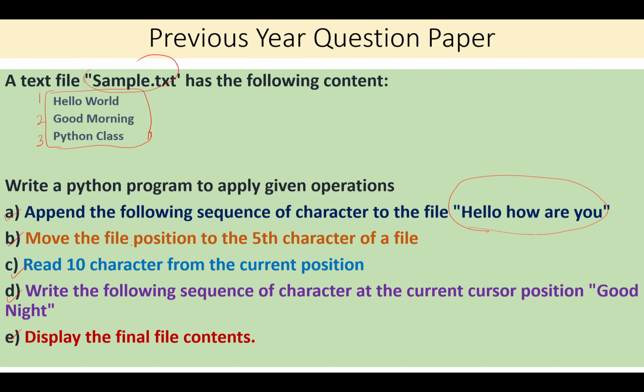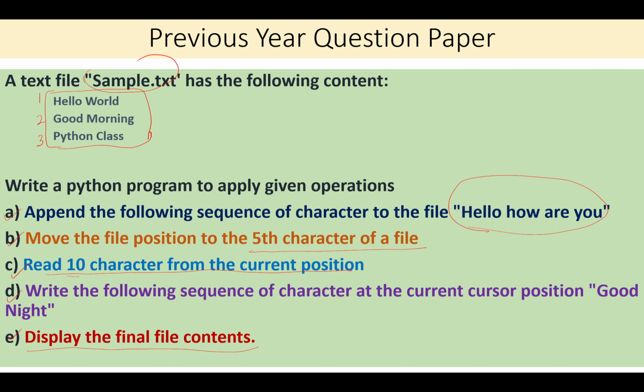Now the second part is: move the file position to the fifth character of the file. After that, the third part is: read 10 characters from the current position. The fourth part, D part, is: write the following sequence of characters at the current cursor position. The content is good night. And the fifth part, E part, is: display the final file content. So this is the question.